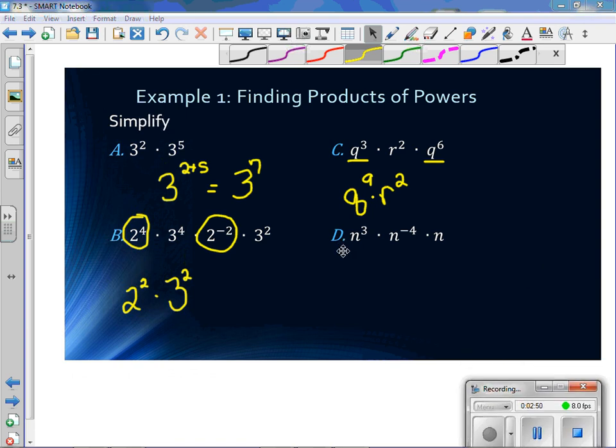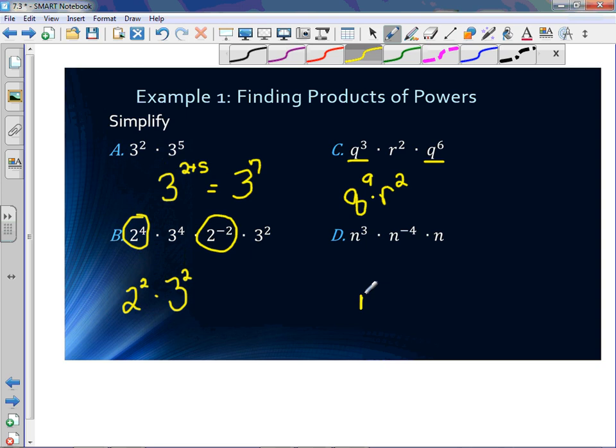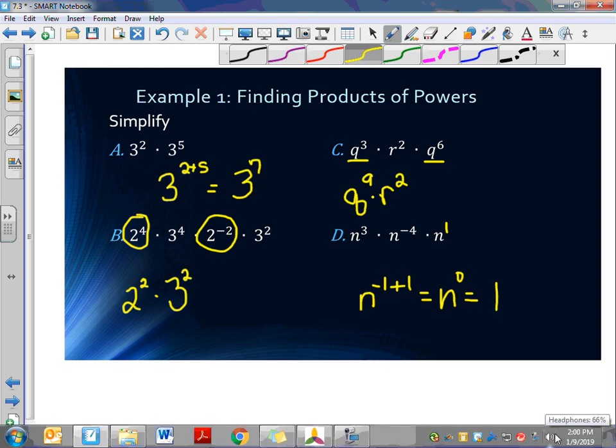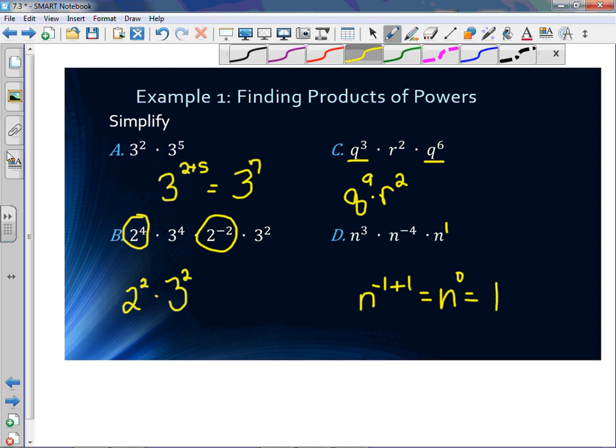All right, so with letter D, all of the bases are n, so I'm going to keep n here. 3 plus -4 is -1. And don't forget, when you have a base with no exponent, the assumed exponent is 1. So I ended up having -1 plus 1, which equals 0. And as we know, and hopefully we'll never forget the rest of our lives, anything to the 0 power is 1, assuming n is non-zero. So that is how you would work all of these problems.